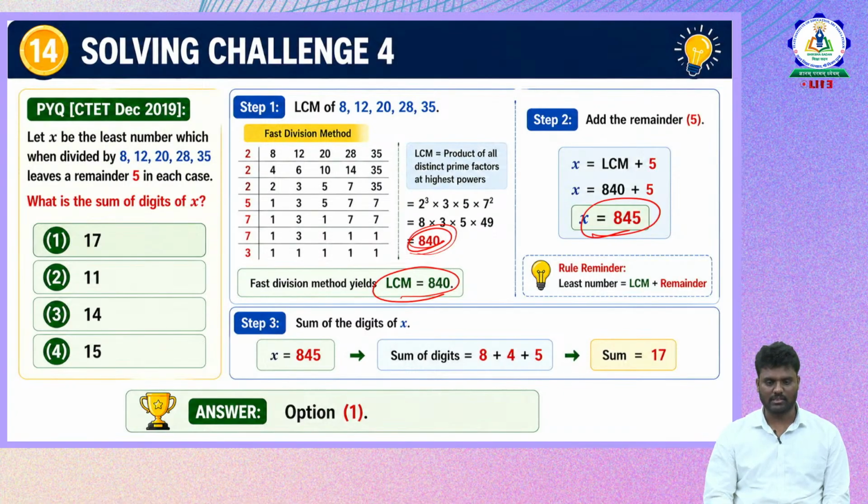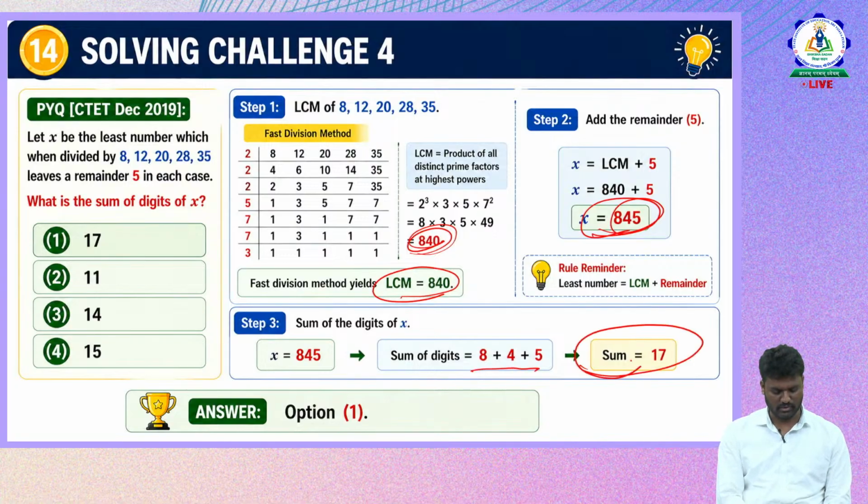Now we need to identify the sum of the digits of this x. So what we need to do is 8 plus 4 plus 5. When you do that sum, you will get 17, which is the correct option here. If you look at the options, option 1 is 17. Therefore option 1 is the correct answer for this question.